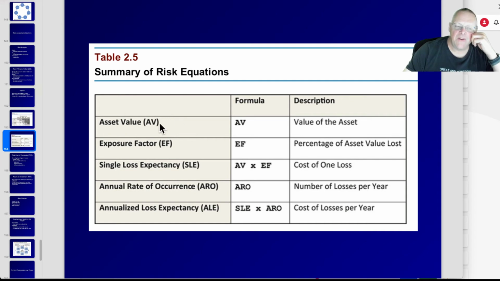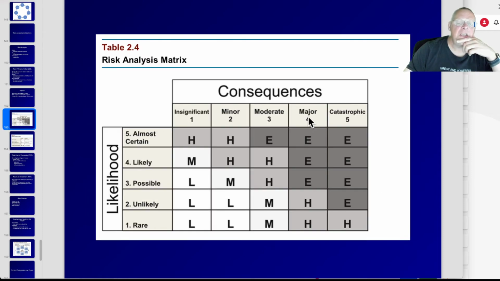You take the asset value, how much it costs to have the thing. Yeah, I wonder, I think E is extreme and high, medium, and low. That's what it looks like, because if you're almost certain to have something happen and it would have a lot of damage, then that's extreme. That's likely to end your business. So I think that's the point. These are the most dangerous ones. Extreme, high, medium, and low is what it looks like to me.